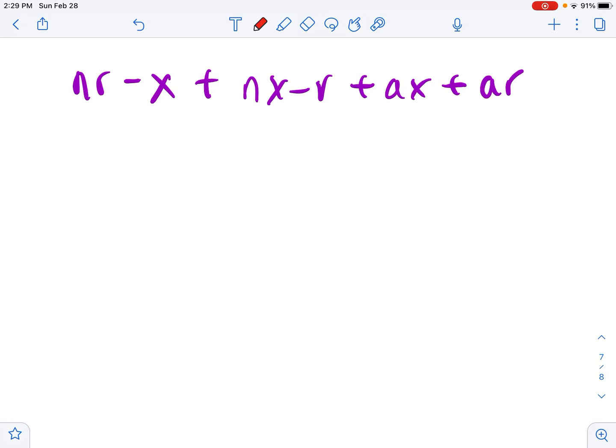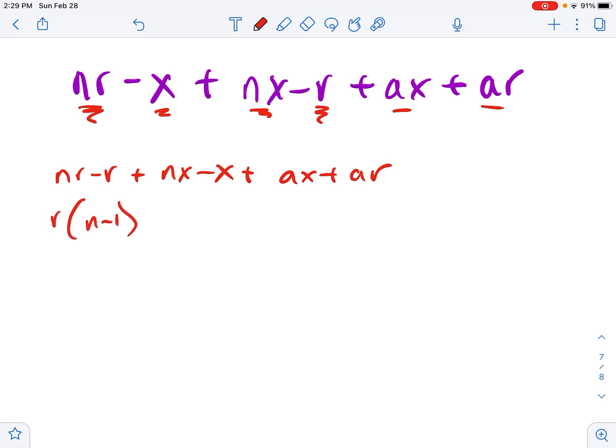So a reasonable approach might be seeing, oh, we have these n's, r's, and x's with a minus, but I don't really see how I could put those together. So let me try, what if I have the r's hang out together? So I have nr minus r plus this nx minus x plus, now I have to use these. Okay, so now I'll take an r out. Now I'll look at this, I'll take an x out. Oh, that's good. I like that. That's promising because I need these to be the same. So I take an a out of here.